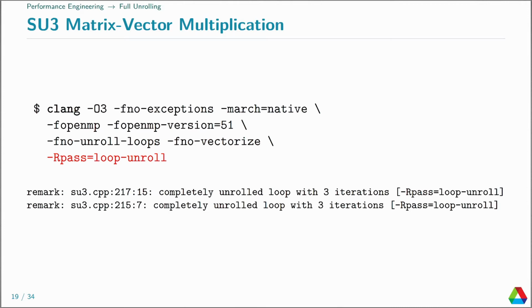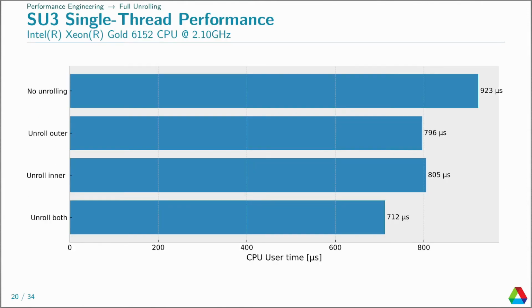We can also use the -Rpass flag to get information from the LLVM optimizer on what it actually does. For the code on the previous slide, it outputs this. So it says, for the 2 loops, completely unrolled loops with 3 iterations, which is a confirmation for us that it actually has done something. If we look at the actual performance numbers, it looks like this.